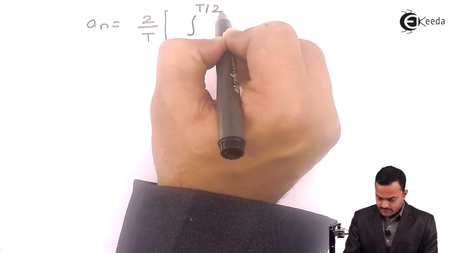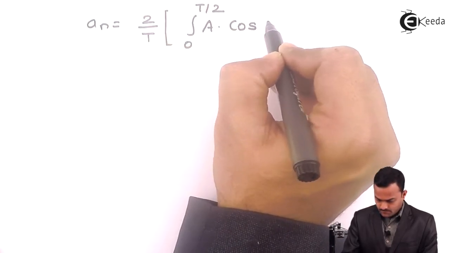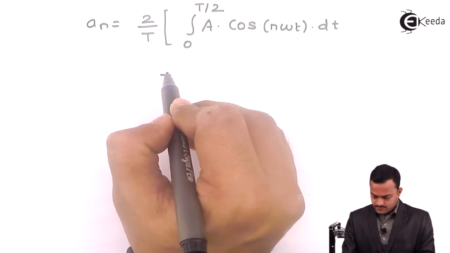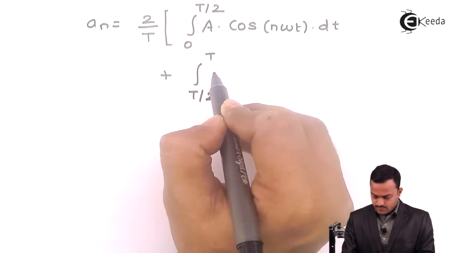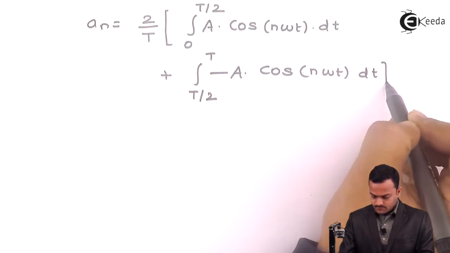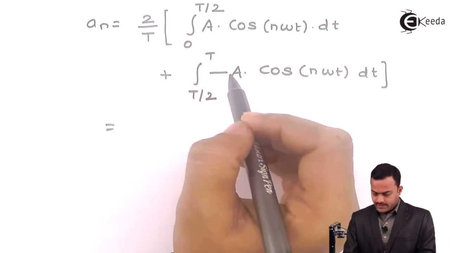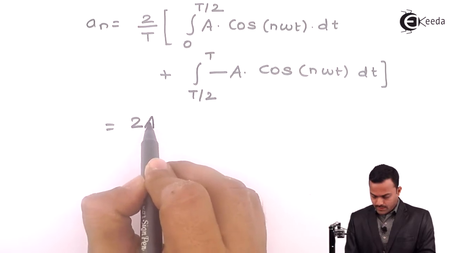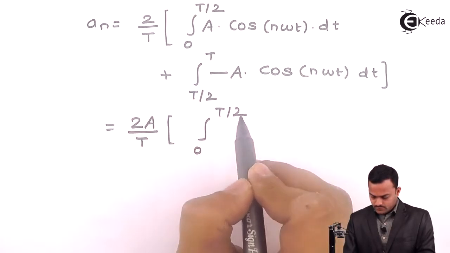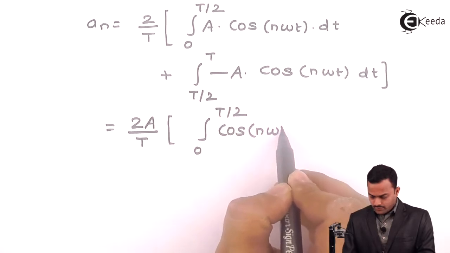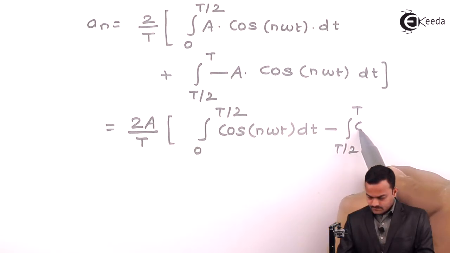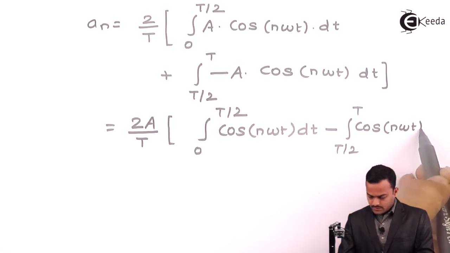From 0 to T by 2, it has a value A, and from T by 2 to T, it is minus A. So if you simplify, A taken common, it is 2A upon capital T, in bracket, integral 0 to T by 2 cos n omega t dt, minus integral T by 2 to T cos n omega t dt.